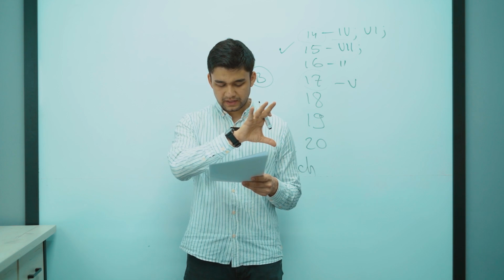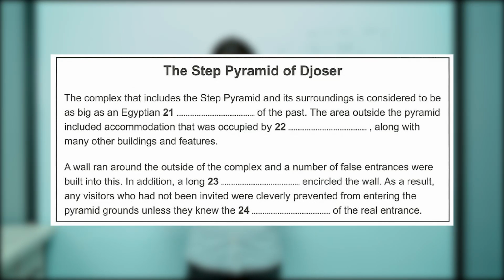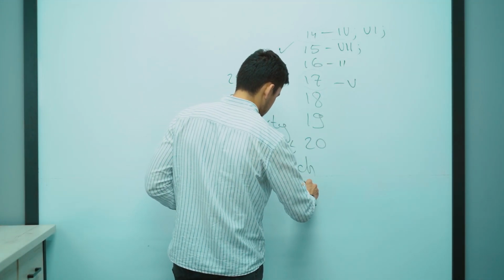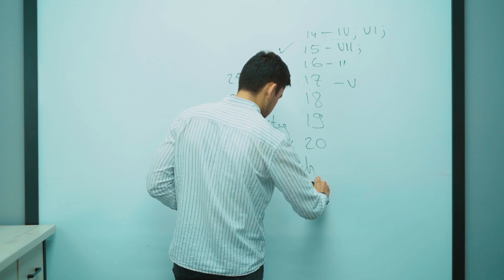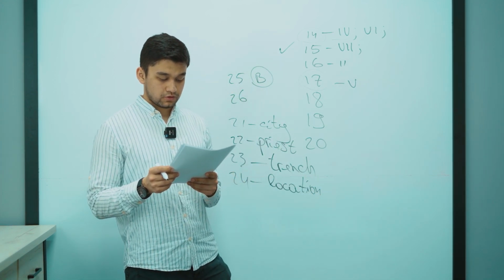If someone, a text here, paragraph D, if someone wished to enter, he or she would have needed to know in advance, here is the answer, how to find the location of the true opening in the wall. So the answer is visibly very simple here, and it is unless they knew the location. So 24 is location.